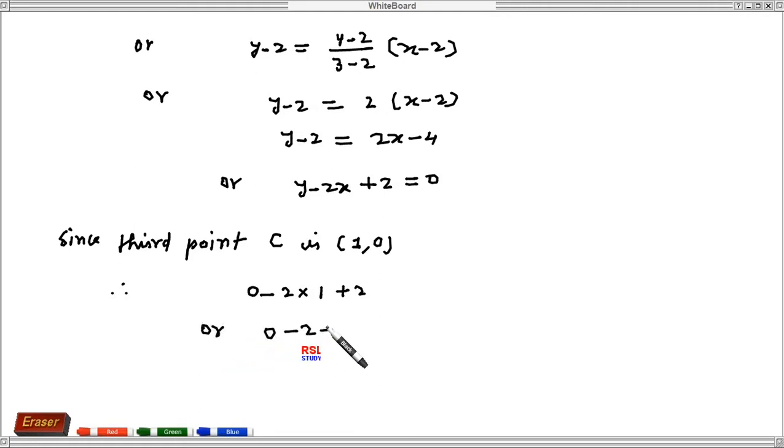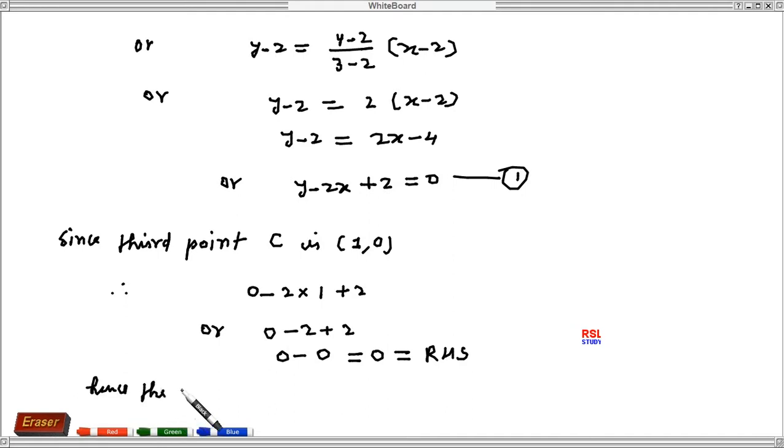So 0 minus 2 plus 2 is 0, which equals the RHS. It means that this point is satisfying this equation. Hence we can say that all 3 given points are collinear, means they lie on the same line.